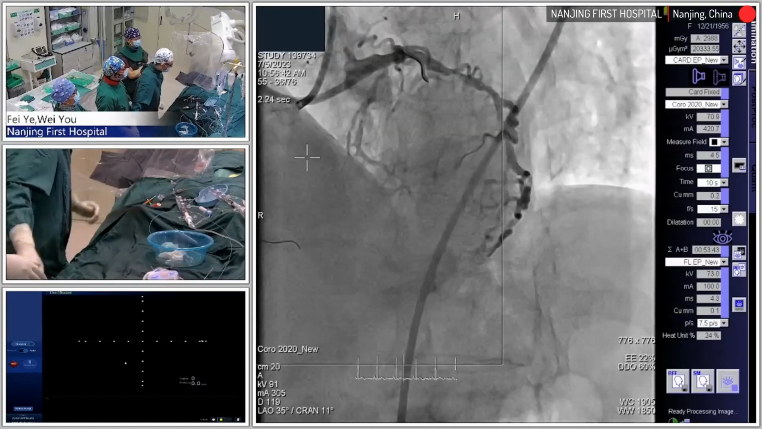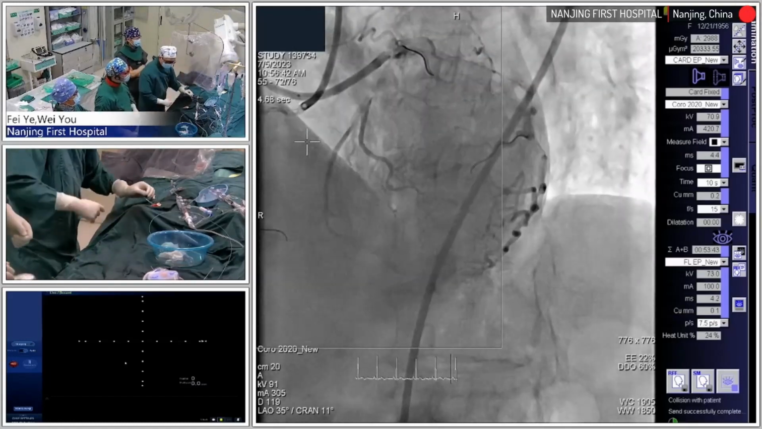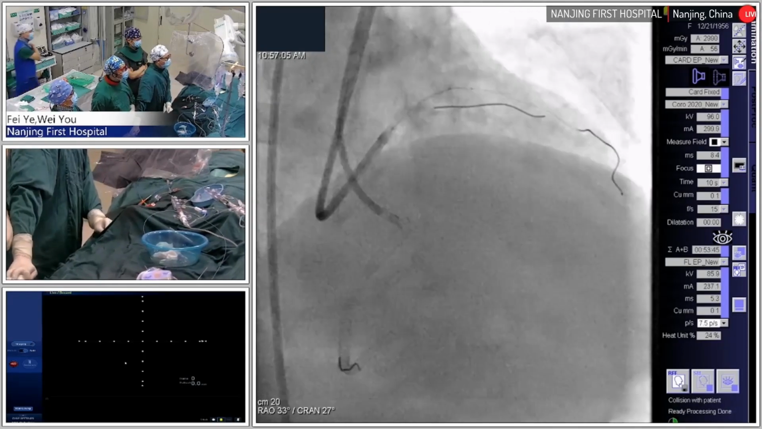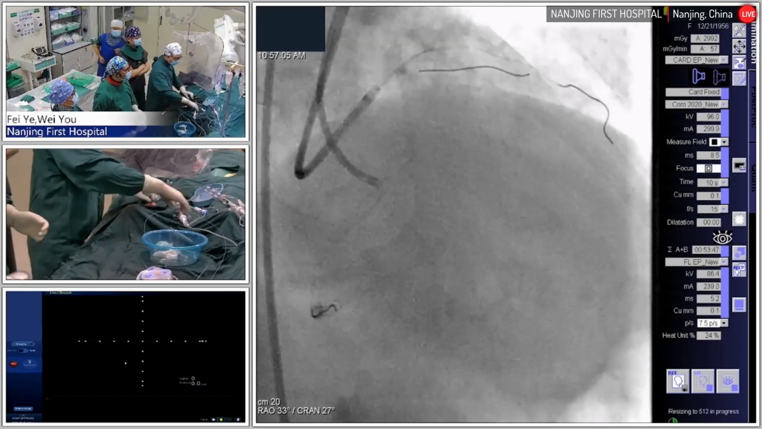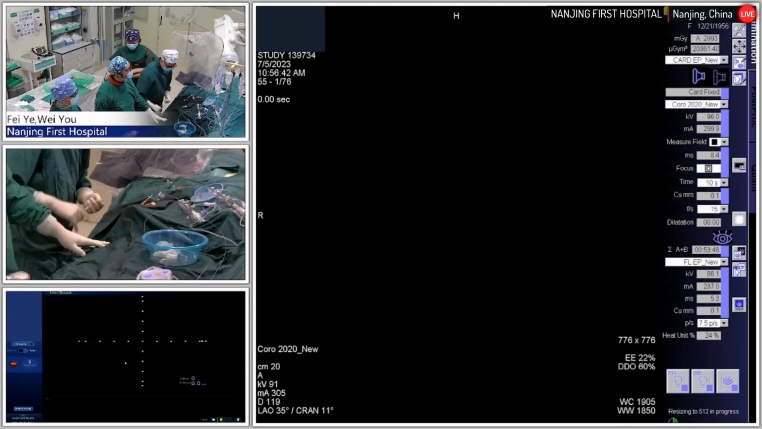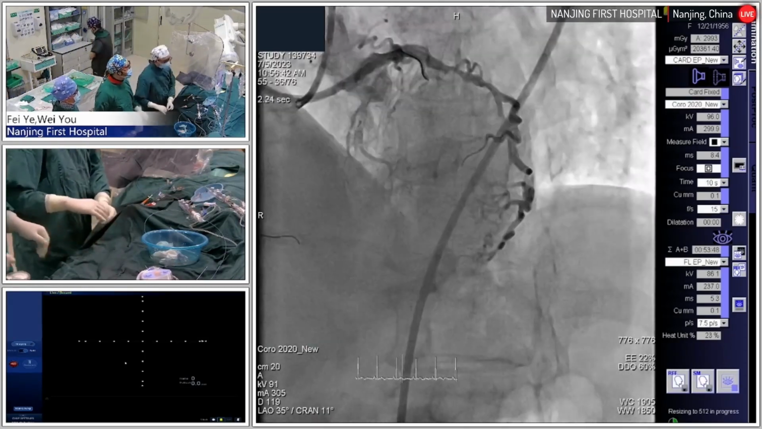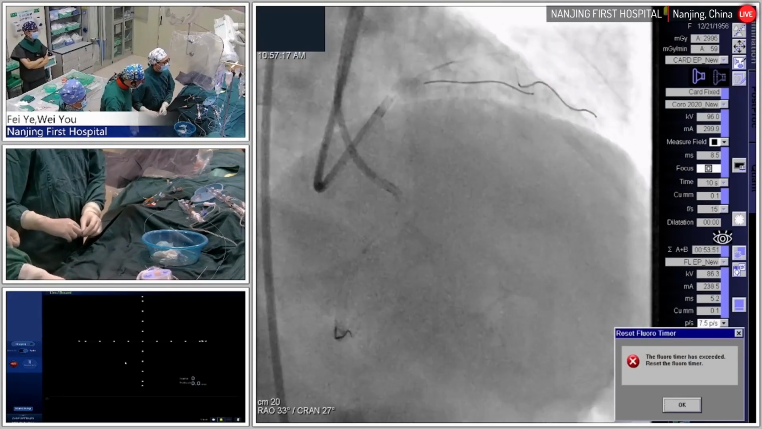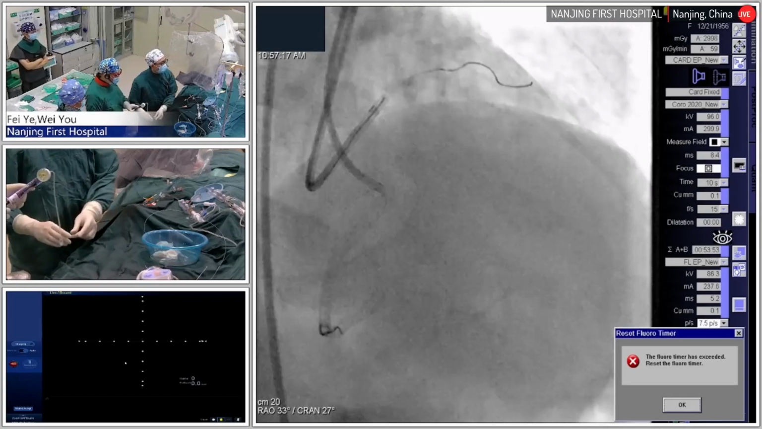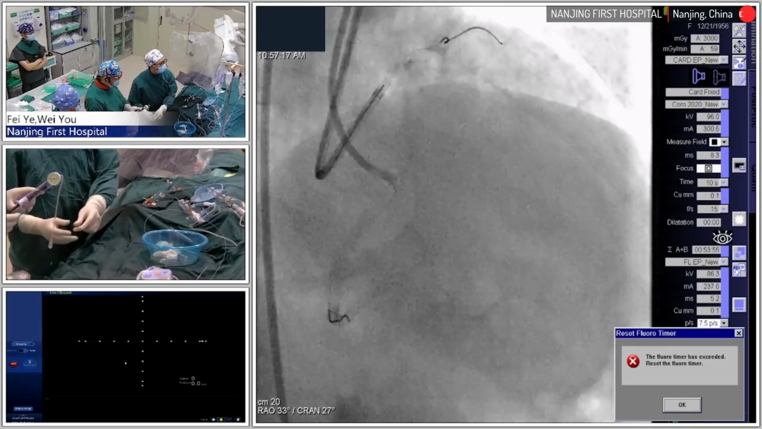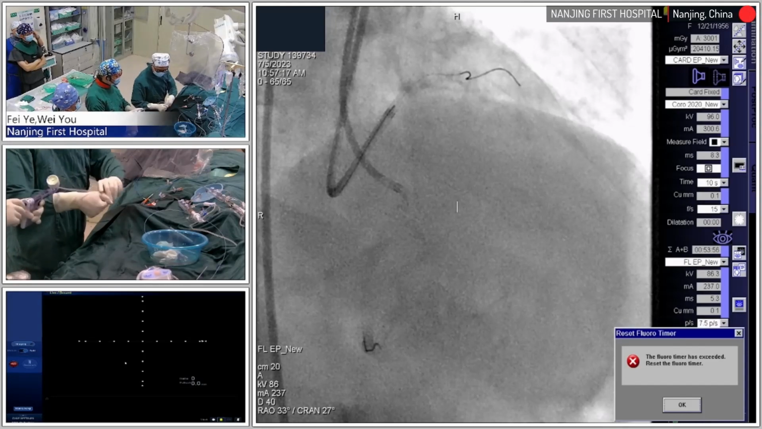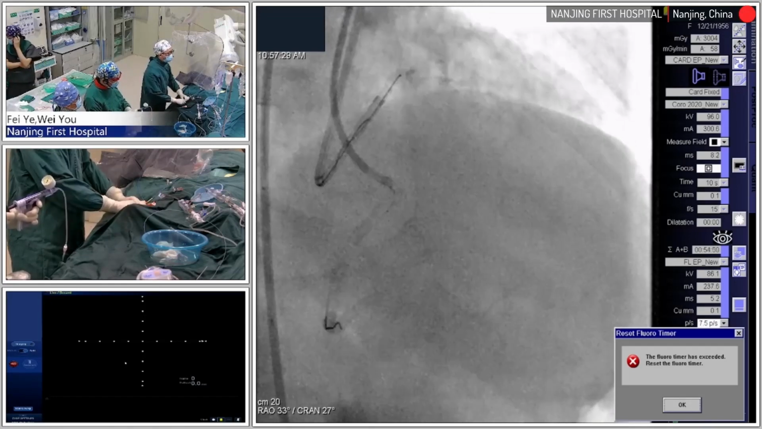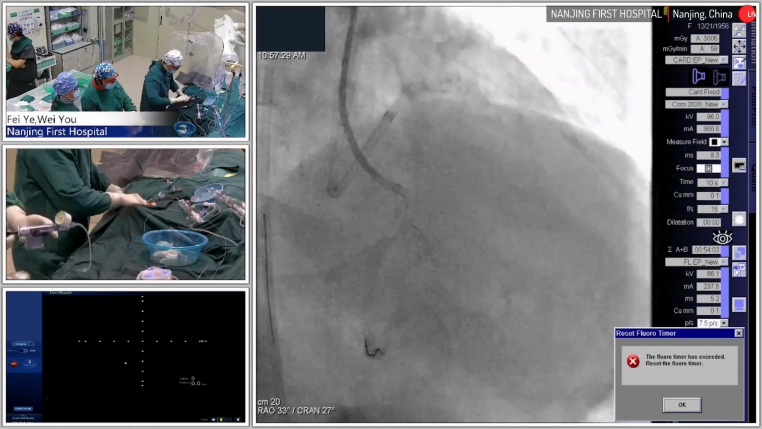Previous view, please. Okay. Give me a microcatheter. No, this one, just use this one. Want to save money for the patient. Okay. Go, 12, 12, 12, please. 12, 12, 12.